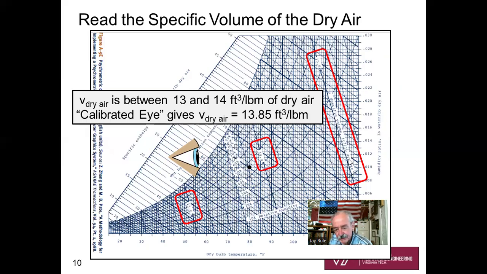Here it is. These diagonal lines here are labeled specific volume, cubic feet per pound mass of dry air. And let's look numerically. What are they? Up here is 15, 14, and 13. That corresponds to these darker diagonal lines that are swooping downwards. Here's our state. So do you see that at least at first glance, our v, our specific volume of dry air, is going to be somewhere between 13 and 14.